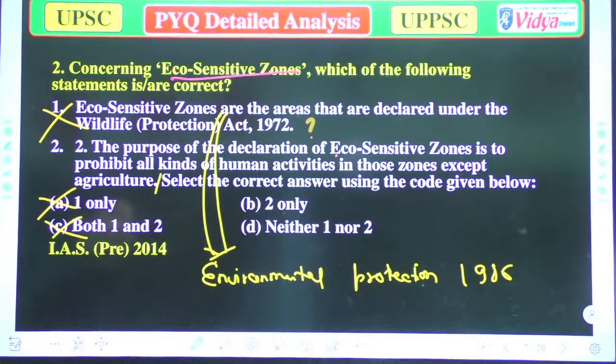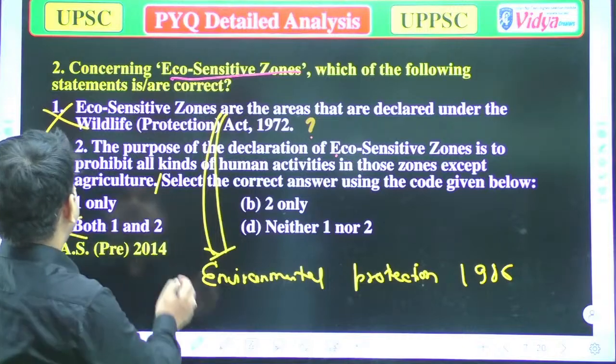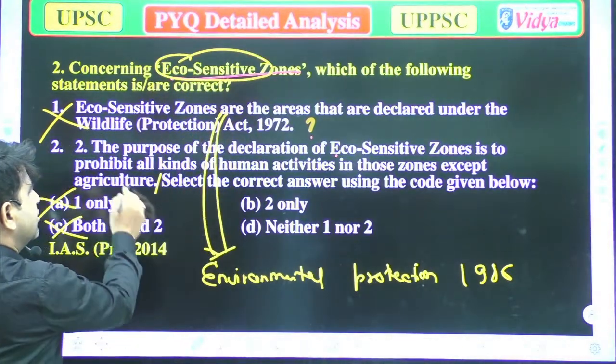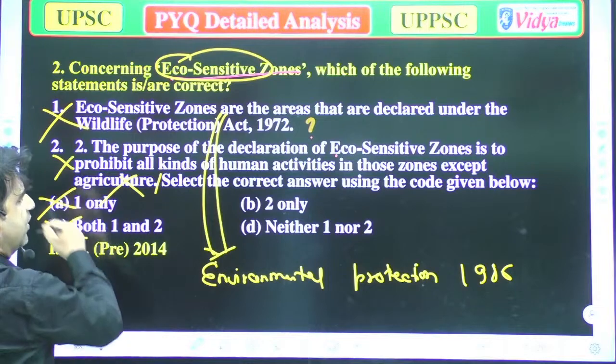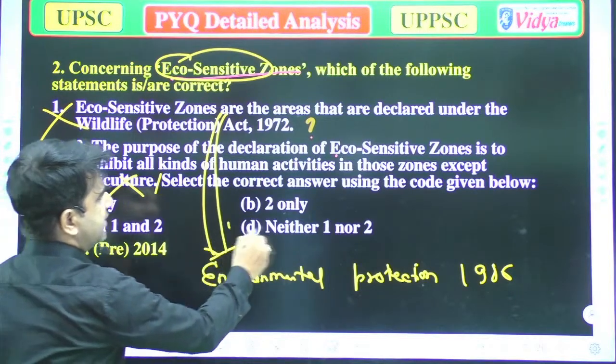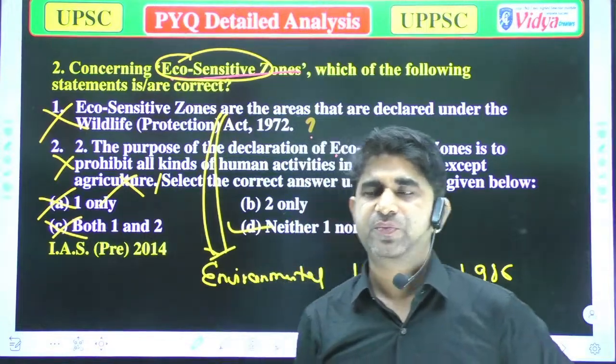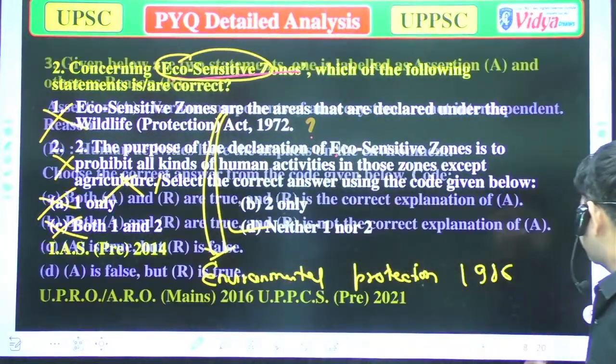The purpose of the declaration of eco-sensitive zone is to prohibit all kinds of human activities in those zones except agriculture. Suppose there is an ecologically sensitive zone, then agriculture will also be prohibited, so it is also wrong. So only option D, neither 1 nor 2, is correct. I think that will be enough for you. Now we'll move to the next question.